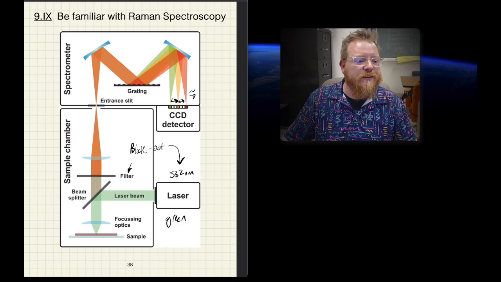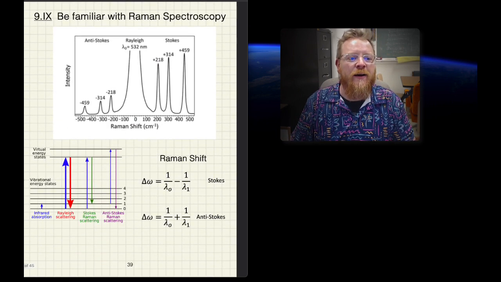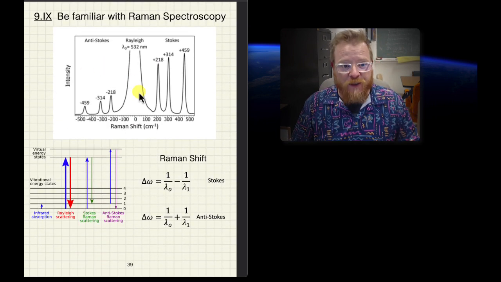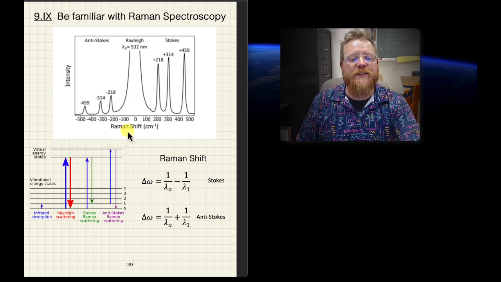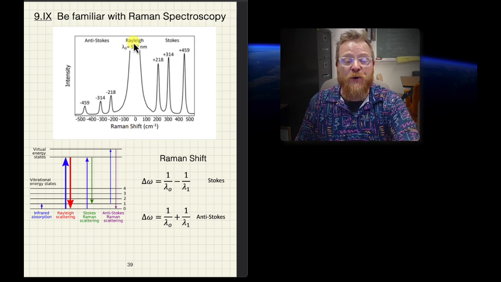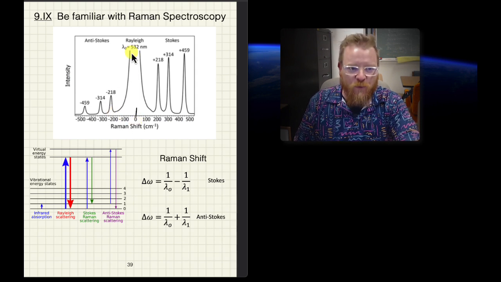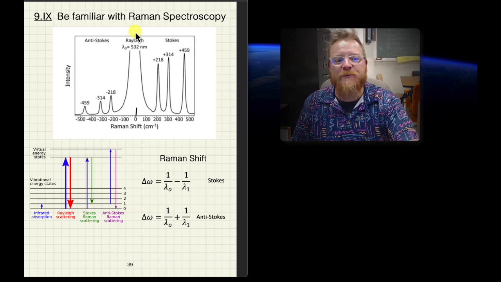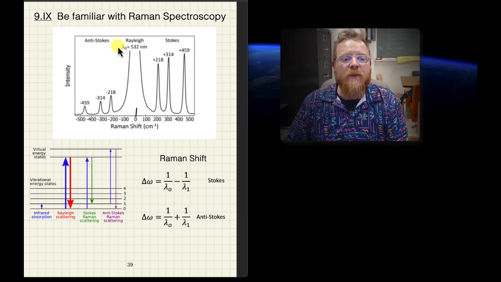So here is a look at what Raman spectra might look like. So for example, the 532 would be the Rayleigh line corresponding to 0 Raman shift, and that will be hugely intense. That's why it's showing this big, fat, huge peak. So that's why we want to filter it out.